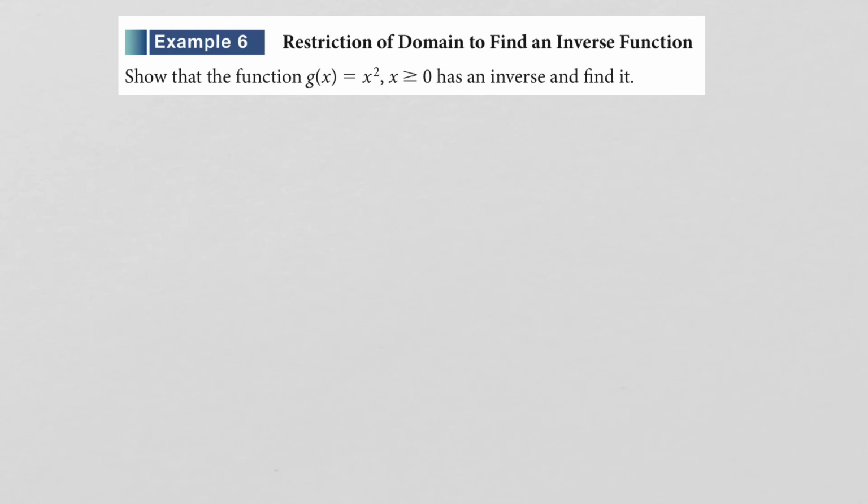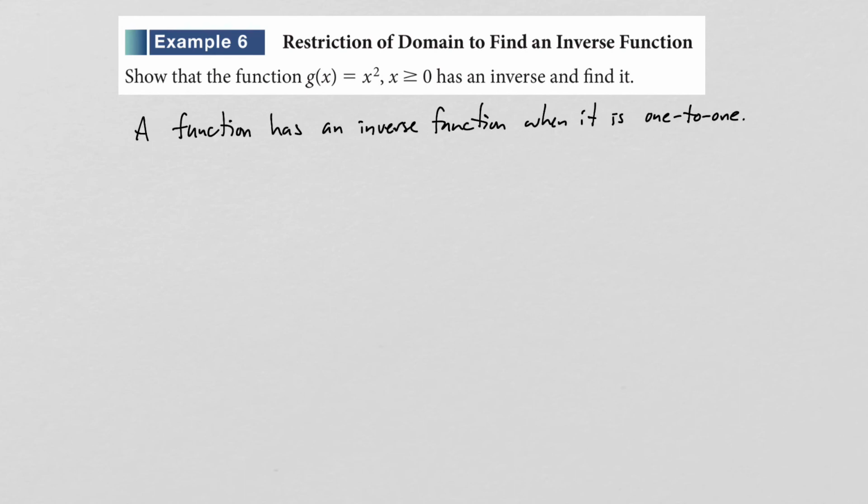In our final example, we want to talk about restriction of a domain to find an inverse function. So the first thing we want to do is show that the function g of x equals x squared has an inverse. Now, how do we know when a function has an inverse? Well, we know a function has an inverse when it is one-to-one. So what we need to do is show that the function g of x equals x squared, when x is greater than or equal to 0, is a one-to-one function.